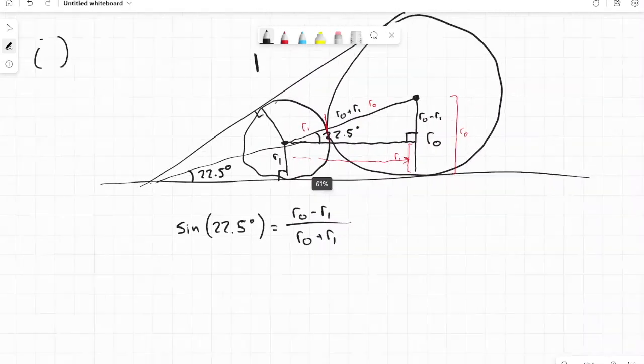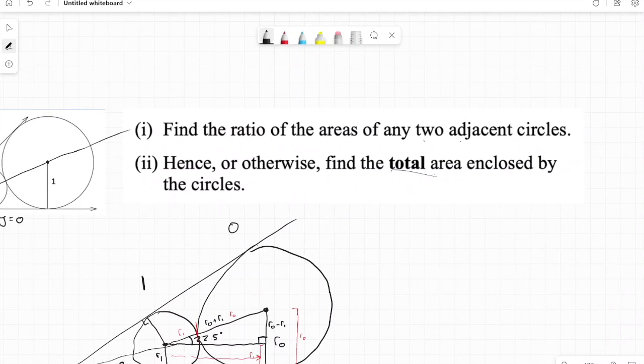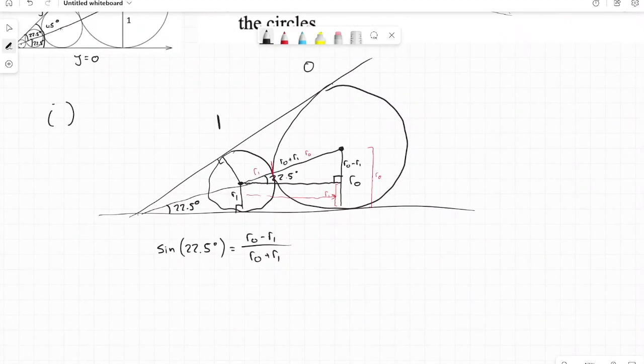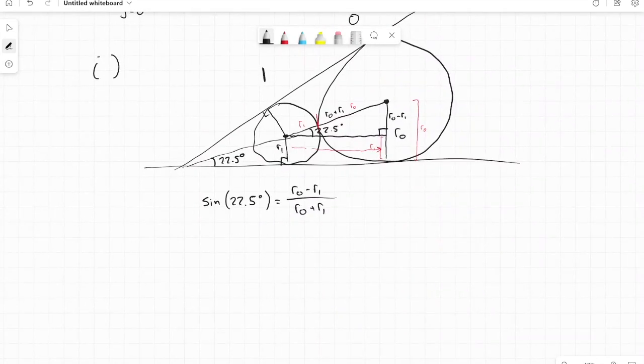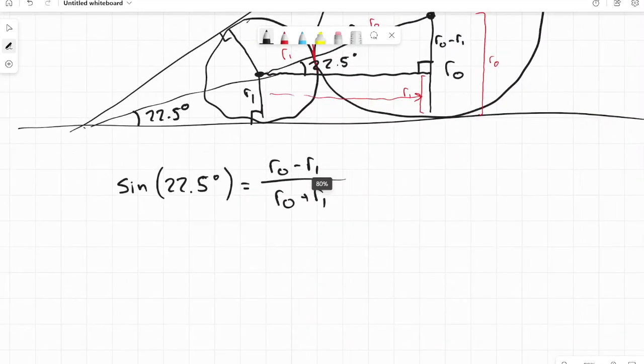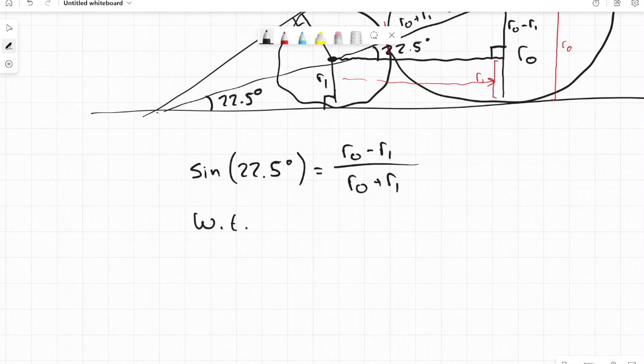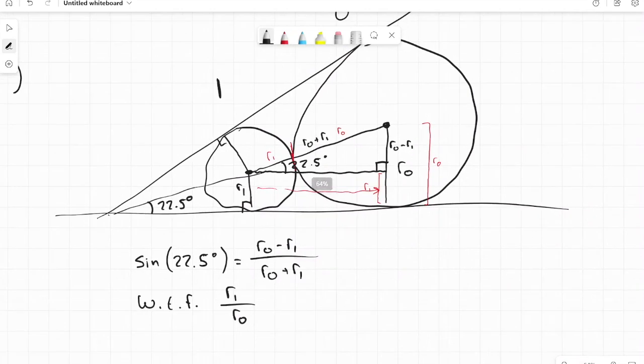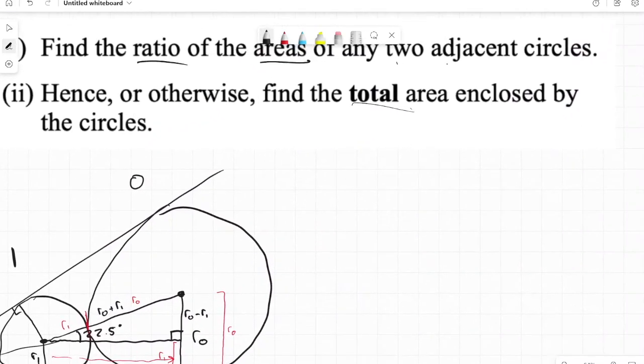Okay, so what do we actually want to find? We want to find a ratio of the areas. So we can maybe start by finding the ratio of the radii, and then because area is directly linked to radius, we could work backwards, or forwards, I suppose. So we want to find, let me just check my notes on this one. We want to find R1 over R naught. So we could really be finding R naught over R1. That's still the ratio of any two adjacent circles.